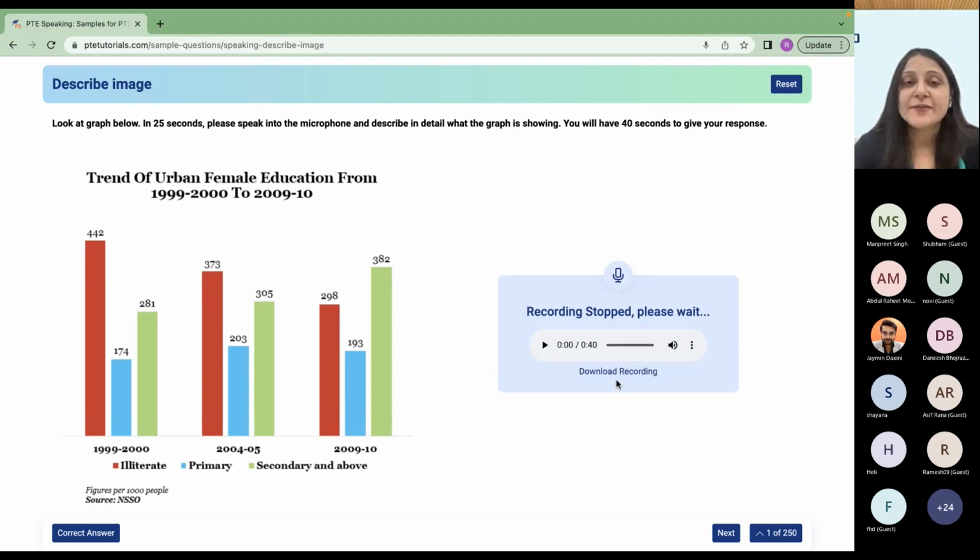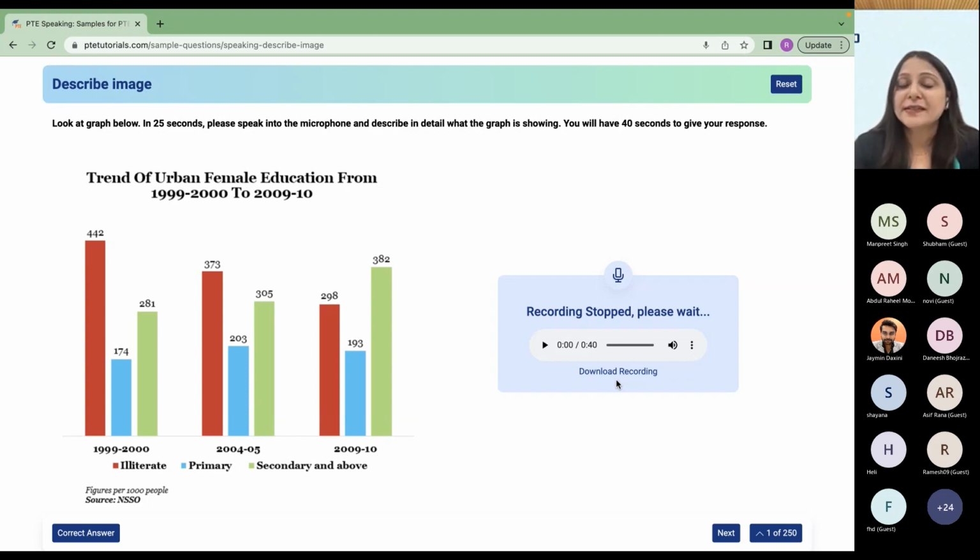Now, have you seen? I was fluent enough, no hesitations, and I just described whatever was there on the screen. People get confused and they talk about maximum point and minimum point. You don't need to do that. You don't need to analyze the image. Just describe the image and get full mark. However, do not go out of the image.